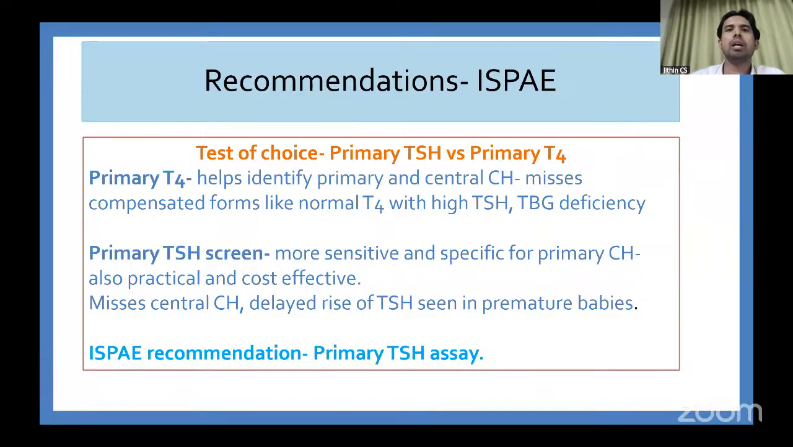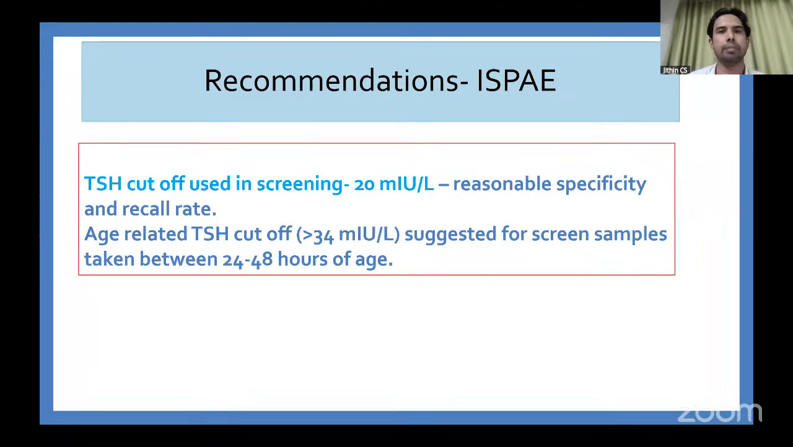Now comes whether we do primary TSH or primary T4. The primary T4 approach is done only in a few states in the US. We in India generally go for a primary TSH approach, and this is more sensitive and specific for primary congenital hypothyroidism, though it can miss cases of central hypothyroidism. So the ISPAE recommendation is that we should do a primary TSH assay.